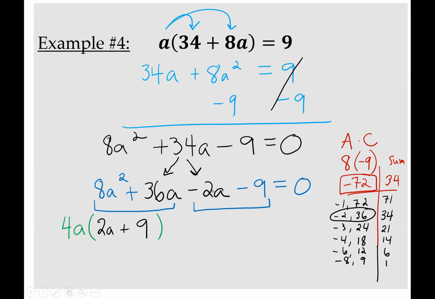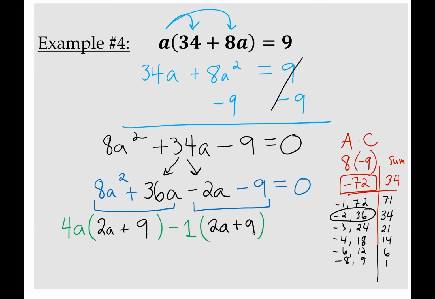Moving on to the second group, minus 2a minus 9. All those things have in common is that minus sign. So we'll just factor out a -1. So I'll write -1, parentheses. If I divide each of those terms by -1, we should end up with positive 2a and then plus 9.